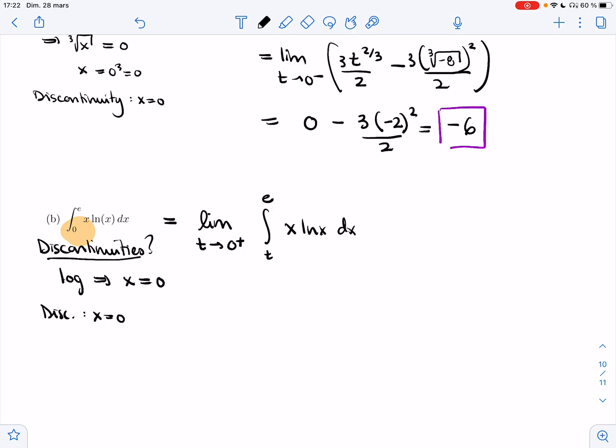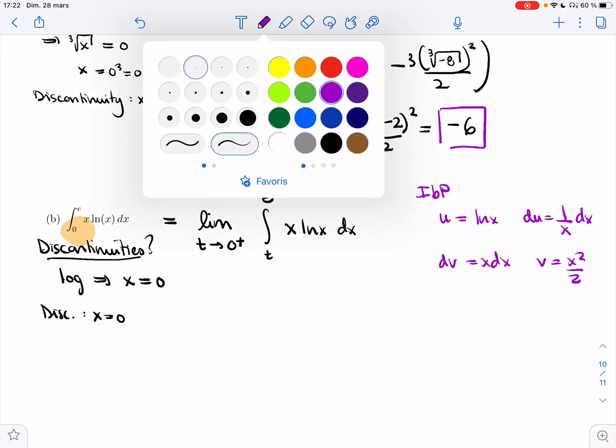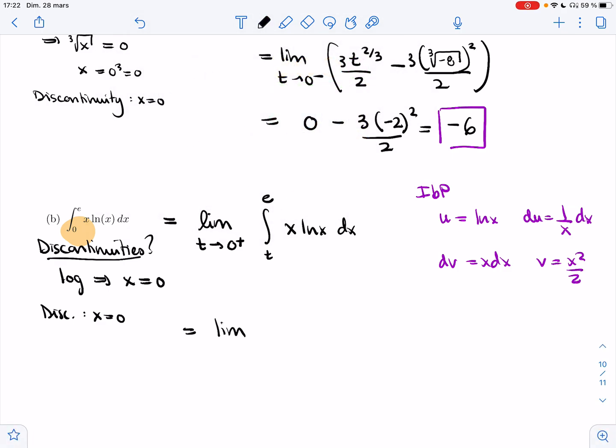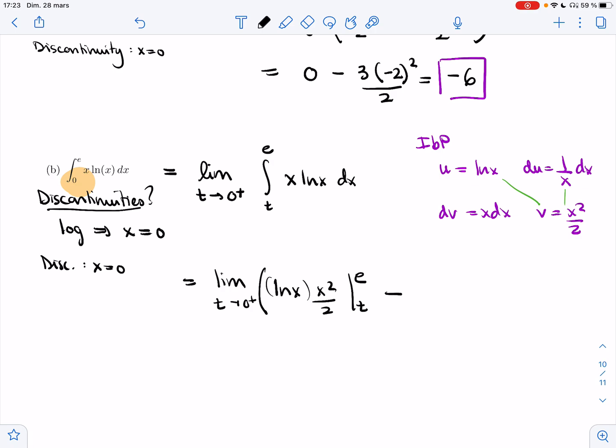And now I have to evaluate this integral. All right, this is IBP, integration by parts. I have a product of log with a power, so I'm going to take u. U is going to be ln of x. du is 1 over x dx. dv is x dx. And v is x squared on 2. And so I'm going to get a limit as t goes to 0 plus. I'm going to take this product minus this integral. So ln of x, x squared on 2 from t to e minus the integral from t to e of x squared over 2, 1 over x dx.